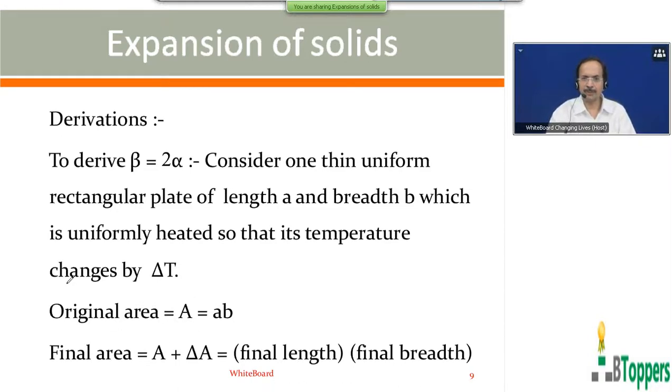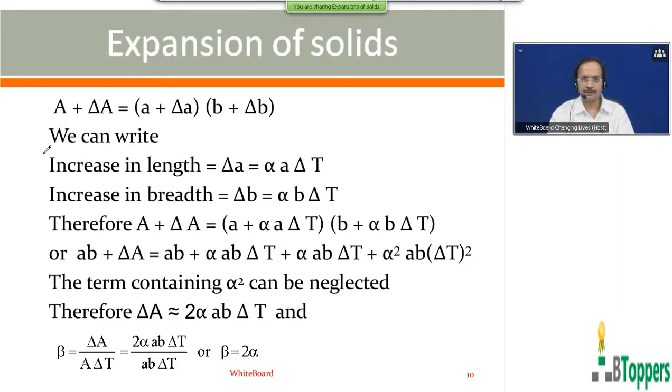Those who want to copy the notes, please take a pause and copy. So I am going to show the continuation to this. So final area you can write A plus delta A. Final length you can write small a plus delta a. Final breadth you can write small b plus delta b. So the increase in length denoted by delta a equals alpha into original length a into delta T. Similarly, increase in the breadth, delta b equals alpha into original breadth b into delta T.